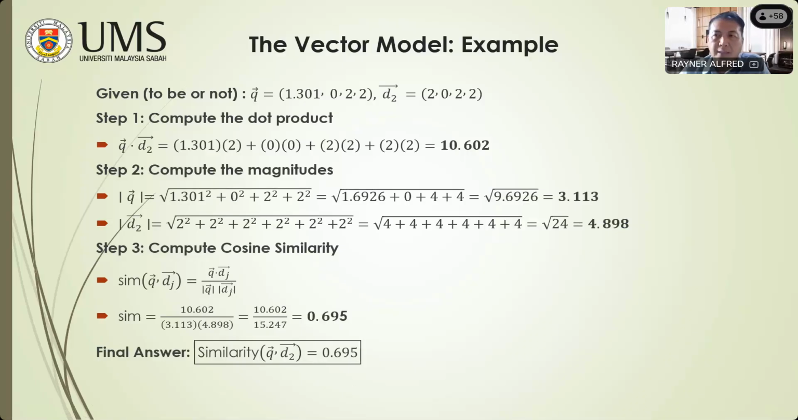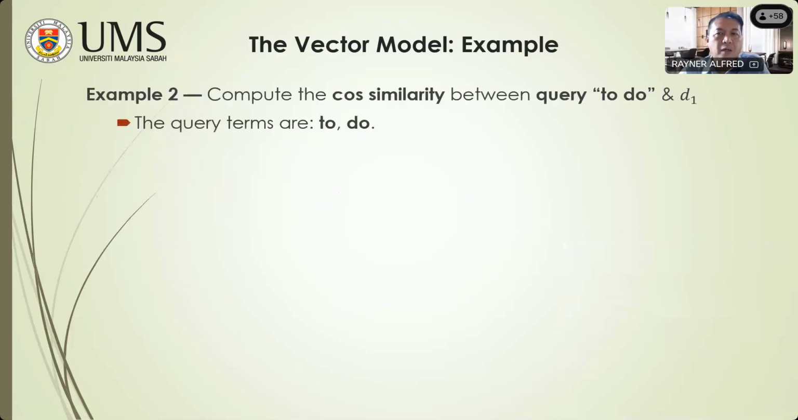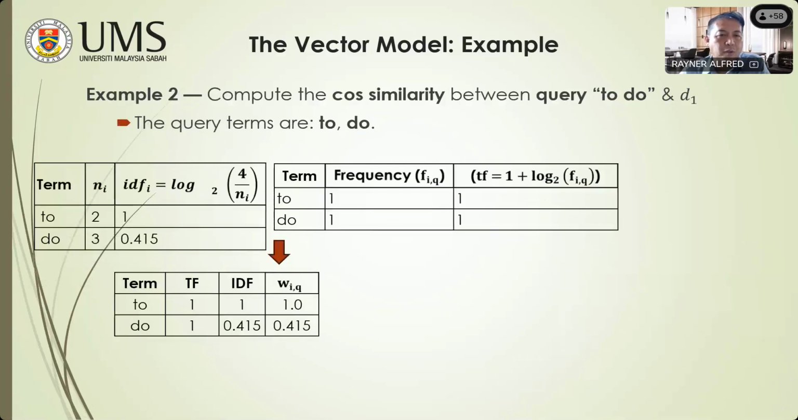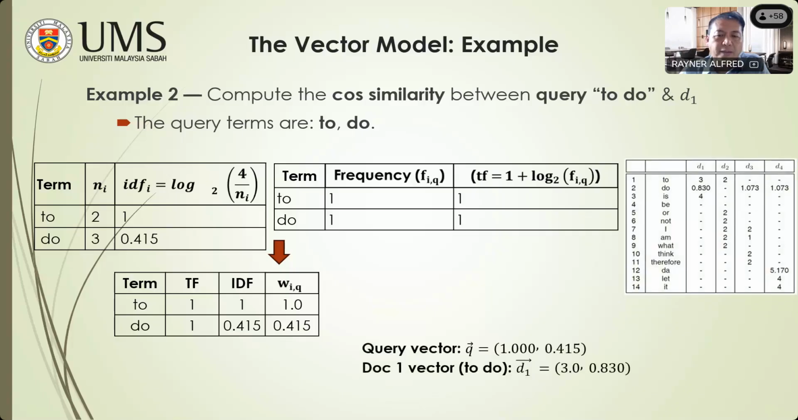Okay, let's take a look at another example, but much simpler. We now have a query "to do", and we want to compare it with document 1. So we have the term "to do" here, and we have 1.0 and 0.415. Okay, so the query vector is 1 and also 0.415.